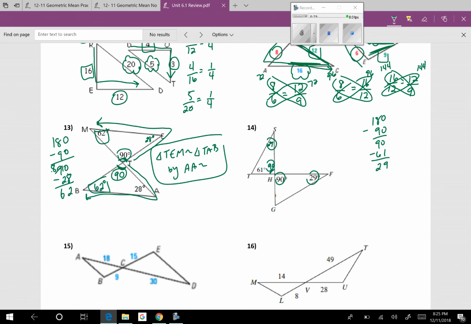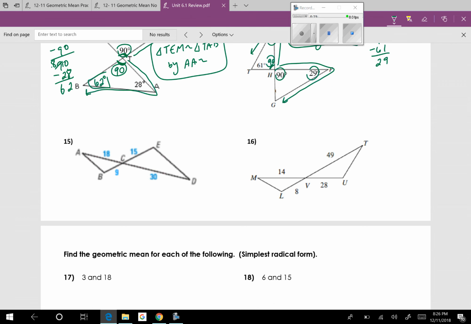So we're going to make our similarity statement. So we'll do triangle HTS. Let's go this other way. Let's do HST. Triangle HST is similar to triangle. Now we got to go the same order. So we went from the 90 to the 29. So 90 to 29 to the other one. So HFG. HFG. By angle, angle similarity.